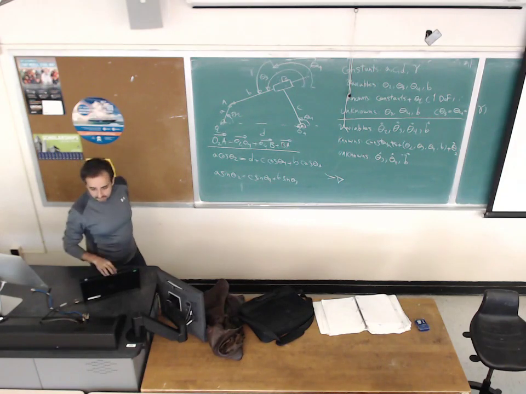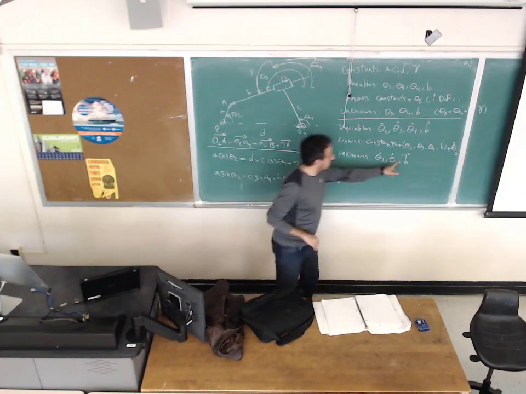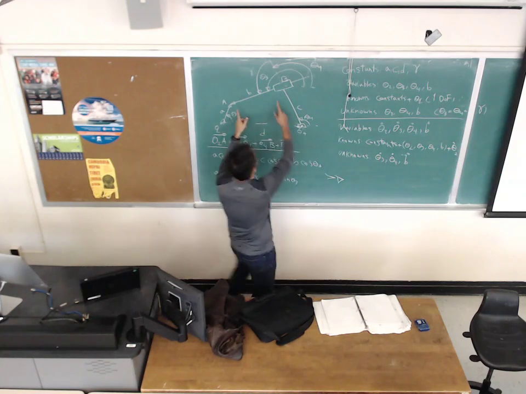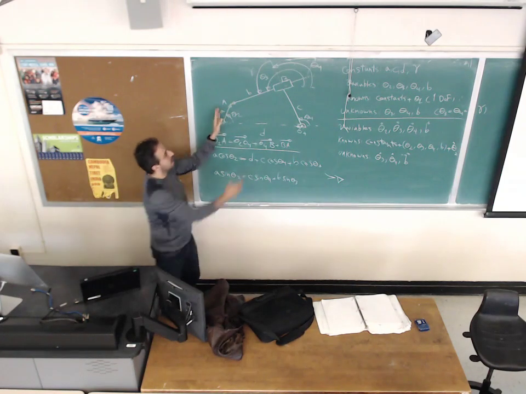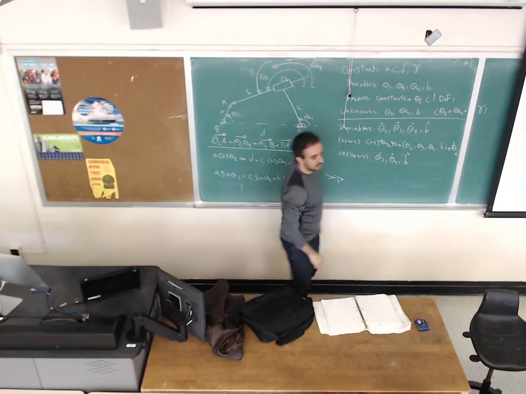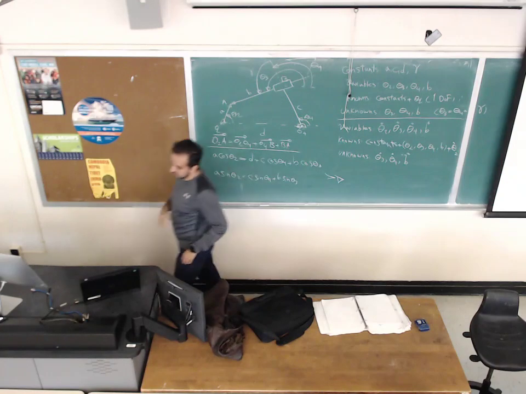What's the difference between B and B dot? B dot is the velocity, and B is this distance, it's a length. B dot is how fast this length is changing, the velocity of changing.